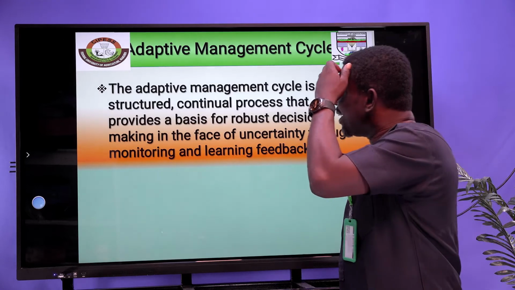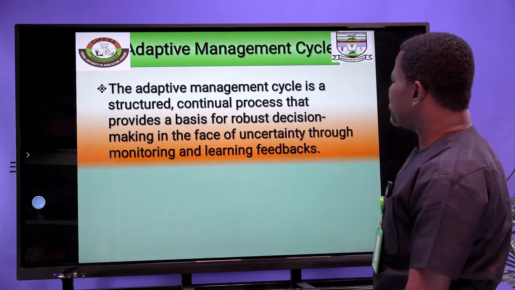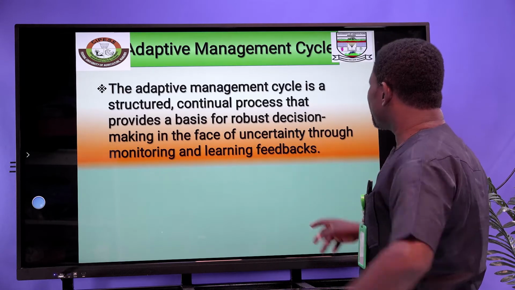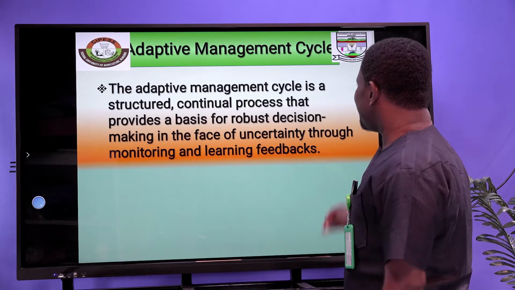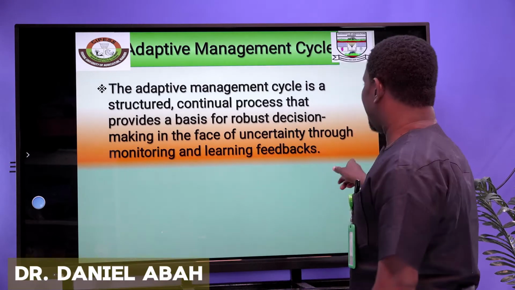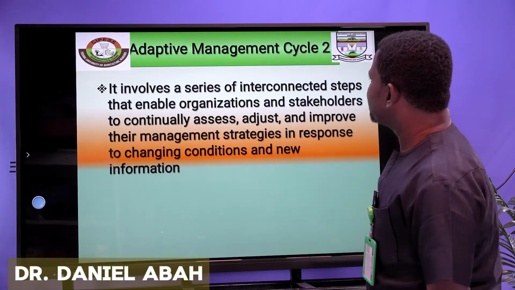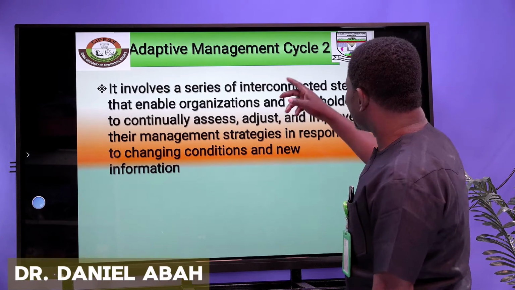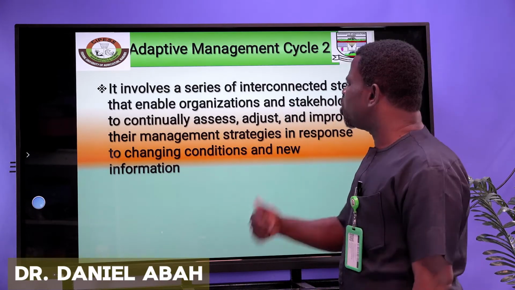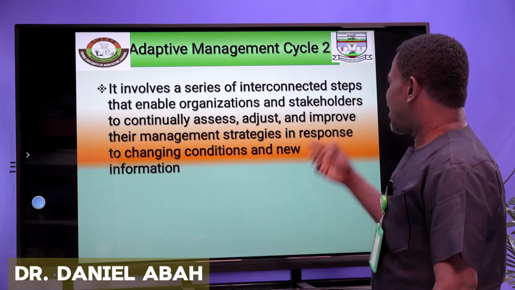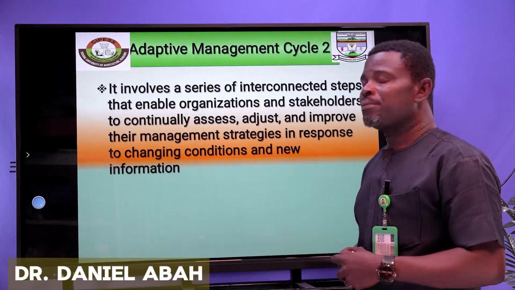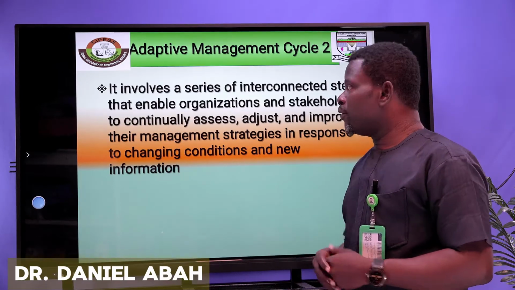Let's quickly look at the adaptive management cycle. The adaptive management cycle is a structured, continual process that provides a basis for robust decision making in the face of uncertainty through monitoring and learning feedback. It involves a series of interconnected steps that enable organizations and stakeholders to continually assess, adjust, and improve their management strategies in response to changing conditions and new information.